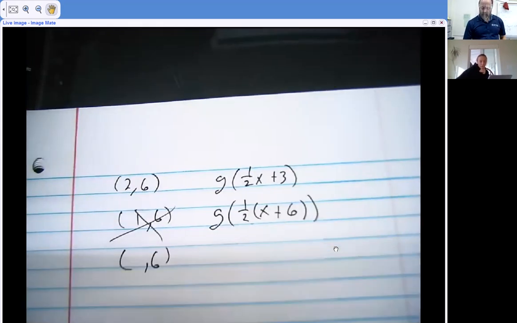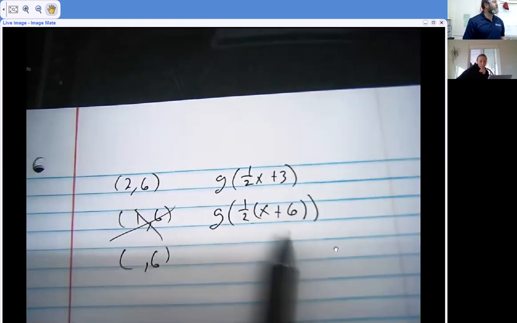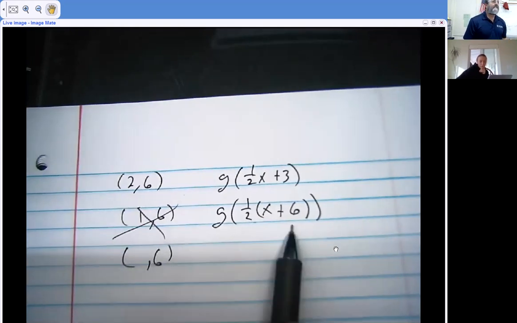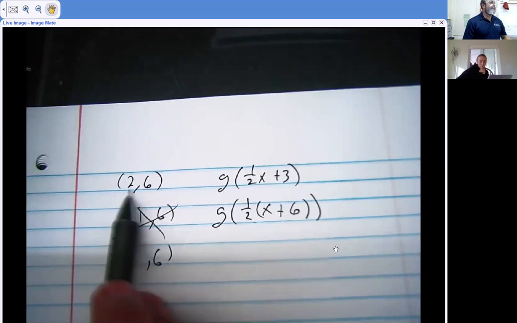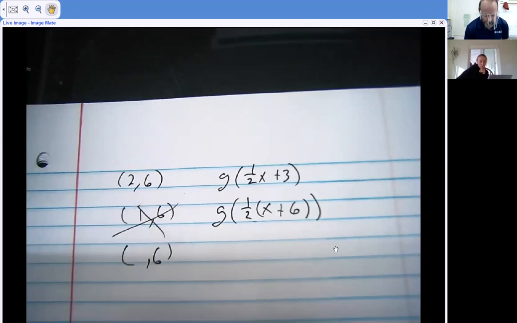Instead, what we wanted to do is double that x, 4, and move it to the left 6 units. So if we doubled it, 4, what happens when I move it to the left 6 units? That is exactly the coordinate that we saw. Never let anything be attached to x.